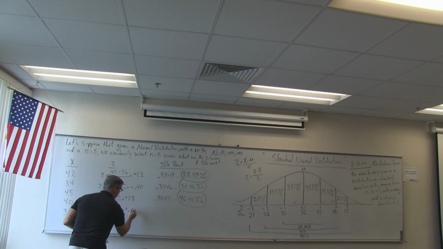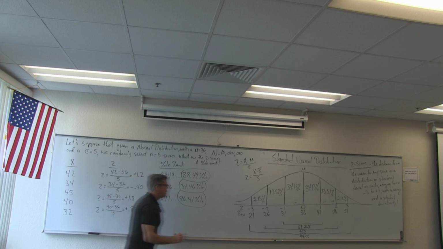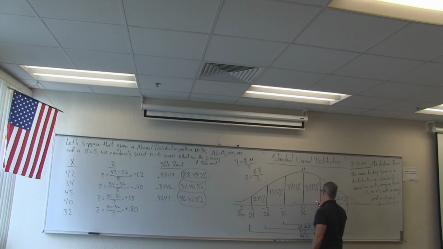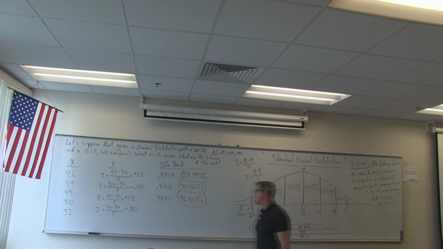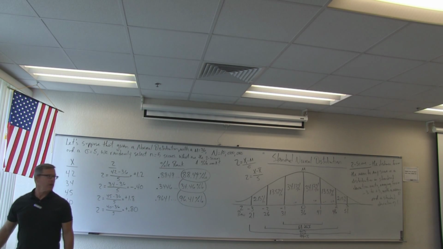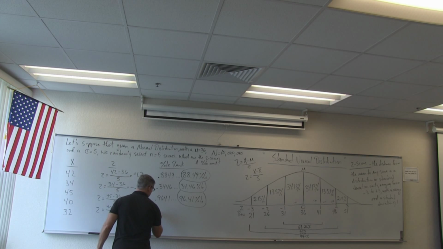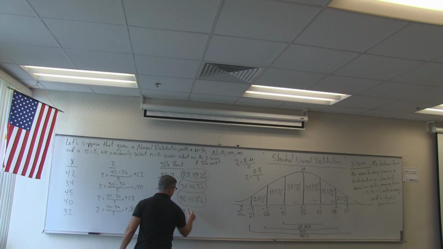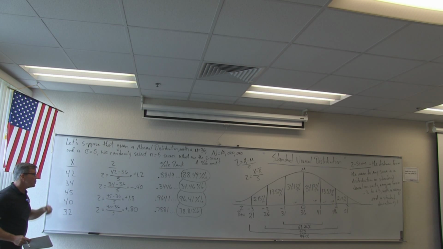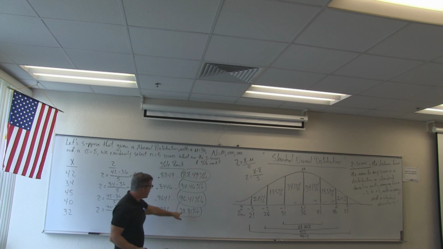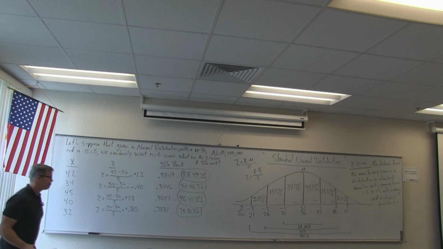I got a little ahead of myself there. Z is right here. Percentile rank, area from here back. Everybody go to a Z of 0.8. Tell me what that proportion is. What is that number? 0.7881. Or the 78.81 percentile. This student who scored a 40 scored better than about 78.81% of the people who took the test. Not too bad.